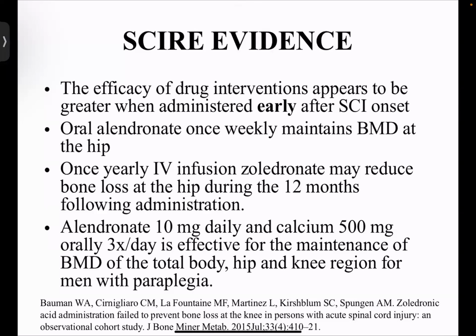Oral alendronate once a week maintains the BMD at the hip. A once-yearly IV infusion of zoledronate may reduce the bone loss at the hip during the 12 months following administration. And alendronate 10 milligram daily and calcium 500 milligram orally 3 times a day is effective for the maintenance of BMD of the total body, hip, and knee region in men with paraplegia.